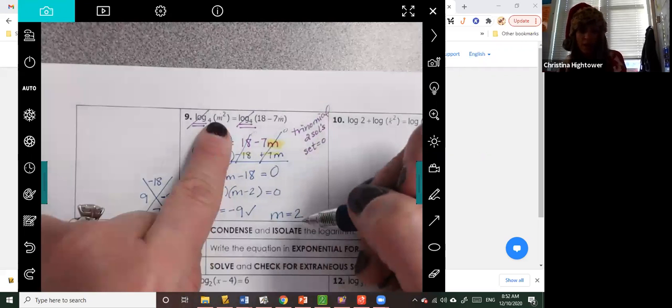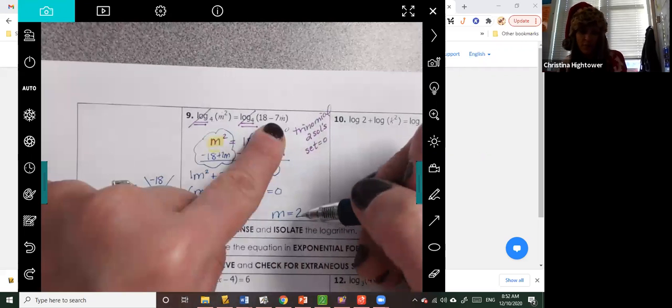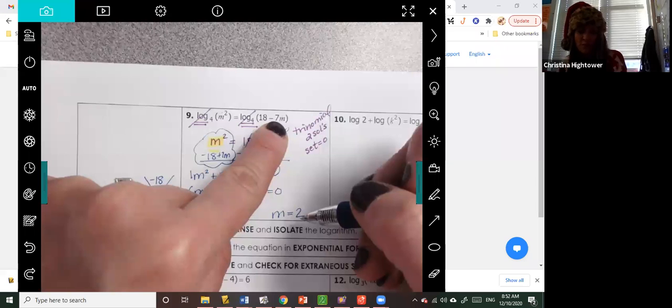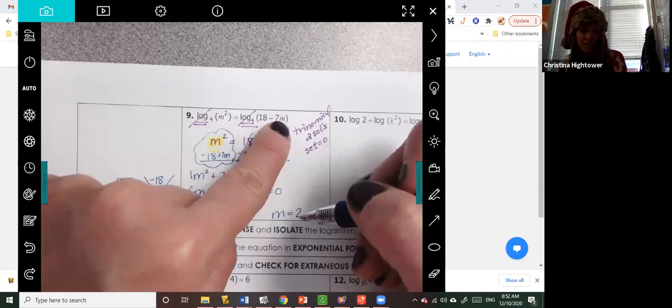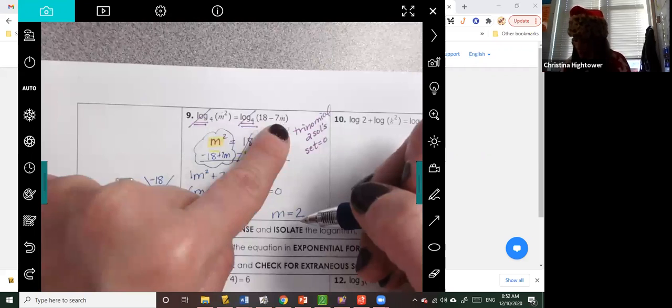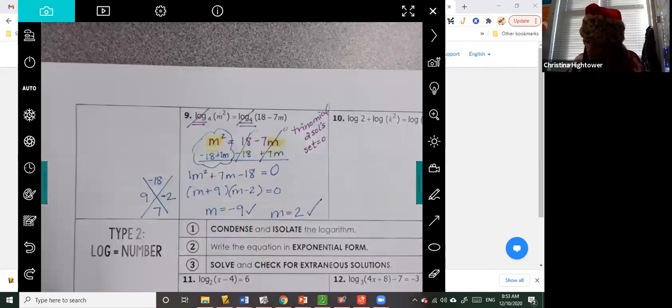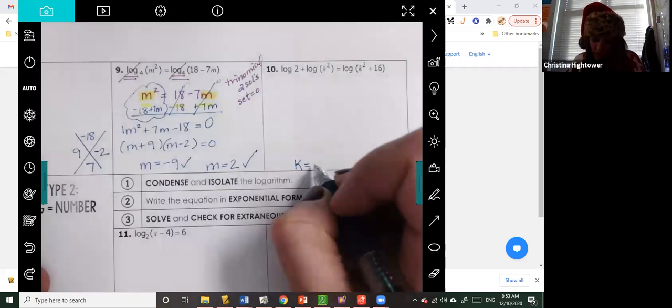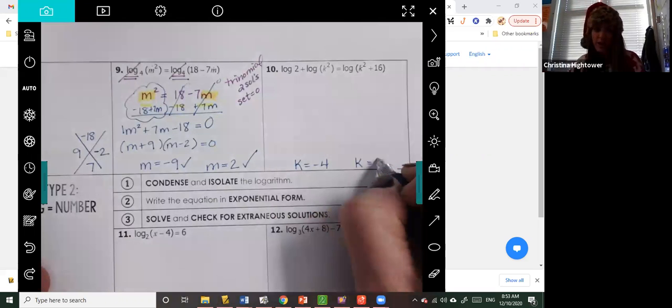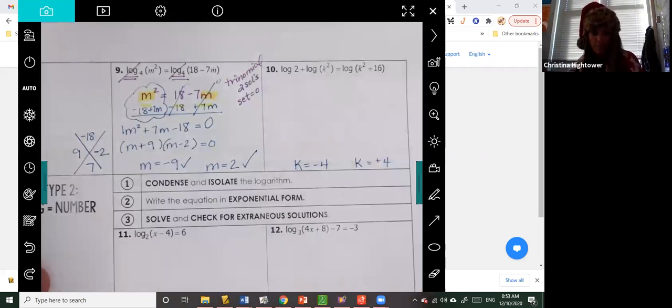You can take the log of 4. If I put a 2 in there, that would be 7 times 2. That would give me a minus 14. 18 minus 14, still a positive number. Both of those work. The answer for the next one is k equals negative 4 and k equals a positive 4, if you'd like to work it out and pause the video, okay?